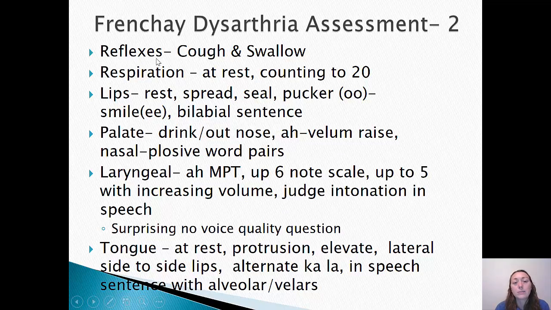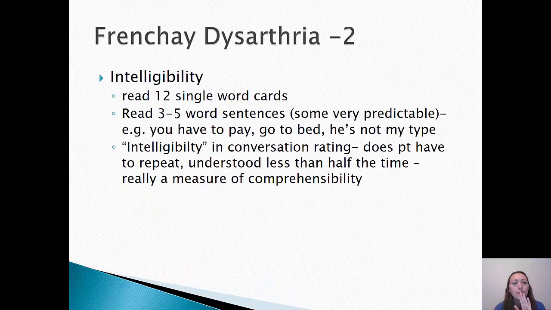So here are the tasks. You're going to look at some reflexes, respiration, lips, symmetry, do an oral mech. Again, it's a very specific expectation for the patient to do each one of these. Palate, laryngeal. You're going to look at maximum phonation time, MPT. You're going to have your patient glide up and glide down, looking at pitch. The thing that I find interesting is that there's nothing looking at vocal quality. There's just that one explicit question for rating vocal quality, which I think is so interesting. Looking at the tongue at rest, but I just listed what those tasks are. And then it looks at intelligibility.